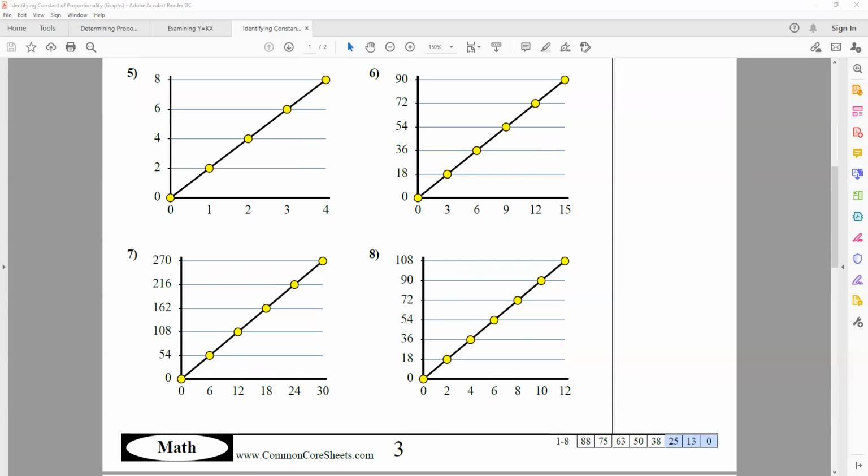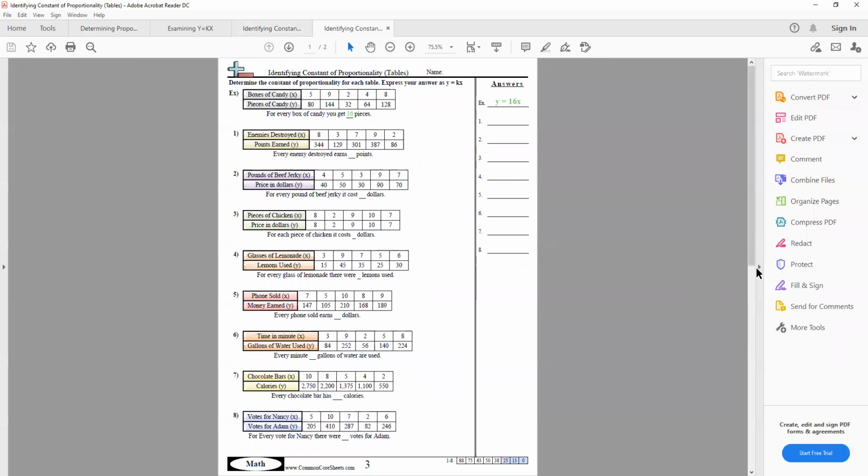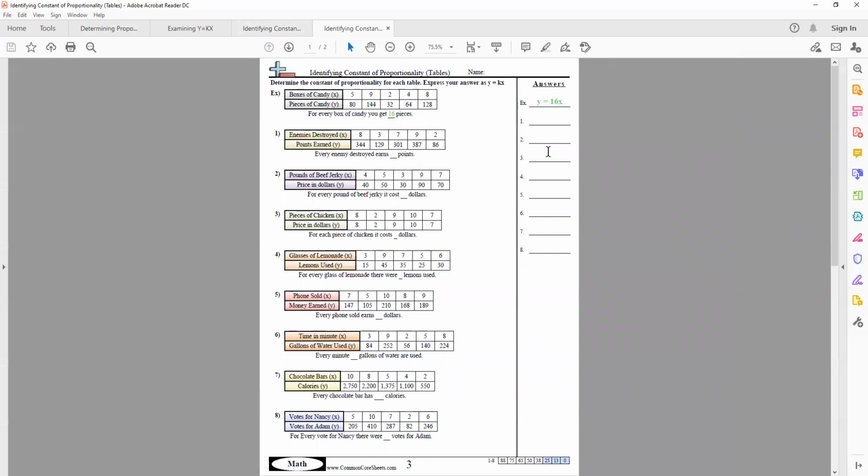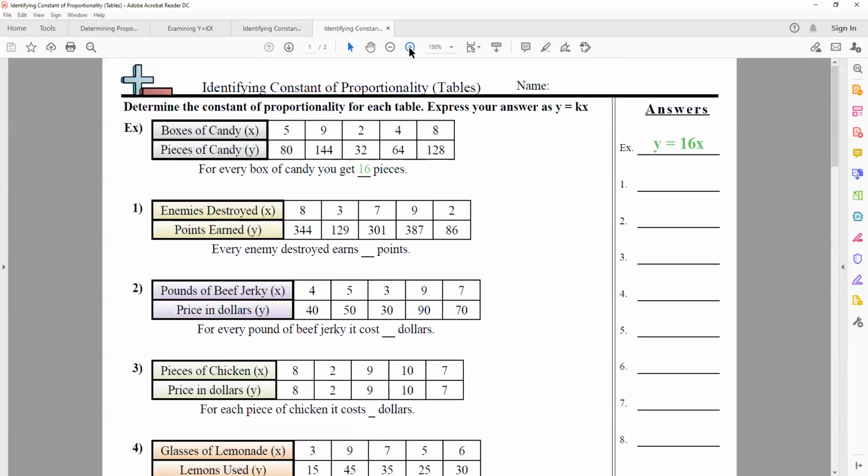Hold on. Let's go to the next one, this proportion table. So let's go back to table. Instead of graph, it's table. So it's the same thing, okay? Think about this right here. This will be your constant.